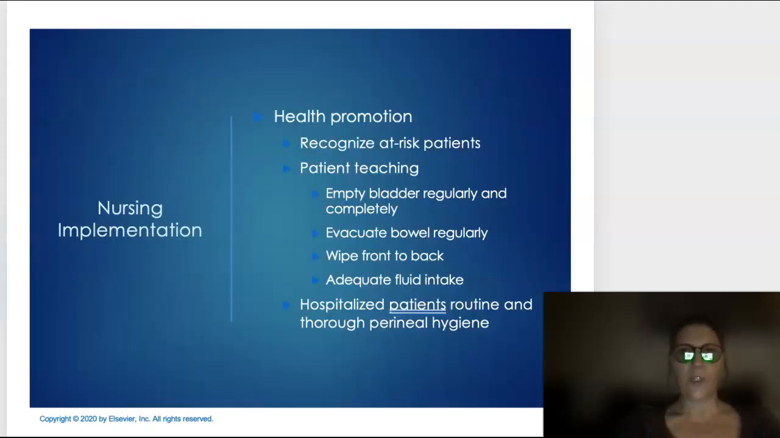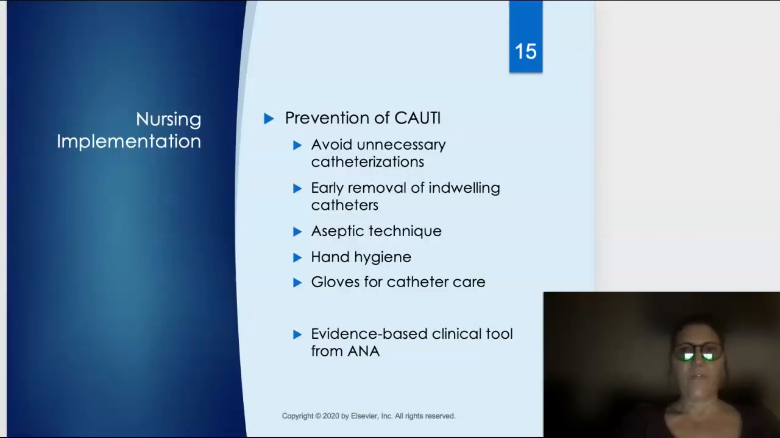So for health promotion, we're going to recognize at-risk patients. We're going to teach them to empty their bladder regularly, evaluate their bowel, wipe front to back, adequate fluid, hospitalized patients routine, and thorough perineal hygiene. To prevent a CAUTI, we're going to avoid unnecessary catheterizations. We're going to have early removal of indwelling catheters using aseptic technique, good hand hygiene, gloves for catheter care. Make sure we do all those things.